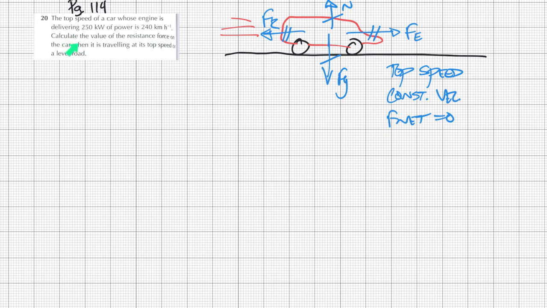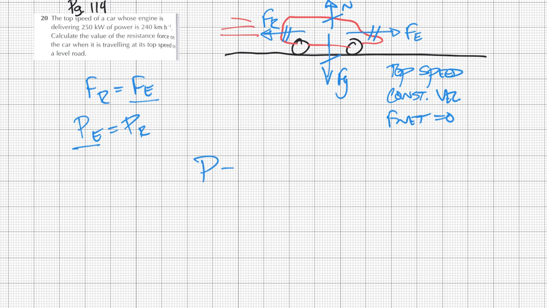So the first thing we need to do is just understand what is the resistive force. And so what I can say is that the force resistive is the same as the force of the engine. And so the power of the engine is going to be the same as the power of the resistive force. So if I can understand what the power is of the engine, and with that I could find the force of the engine, I should then be able to figure out the same value for my resistive force.